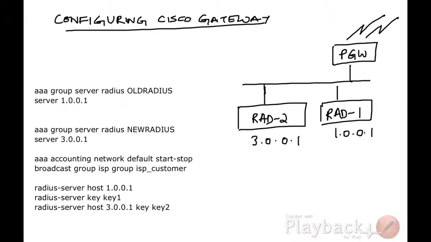Moving on to configuring the Cisco gateways, assuming in the current environment there's already a RADIUS server which has been configured at the voice gateway, there's a special configuration that is required so that you can send the RADIUS logs simultaneously to both RAD1 and RAD2. So this is basically the configuration that is required for this. Once you have this configuration in place, you would be able to see the logs coming at both the RADIUS servers.